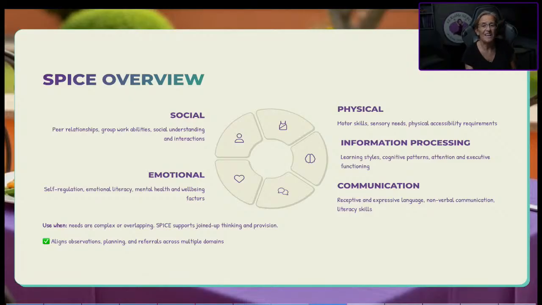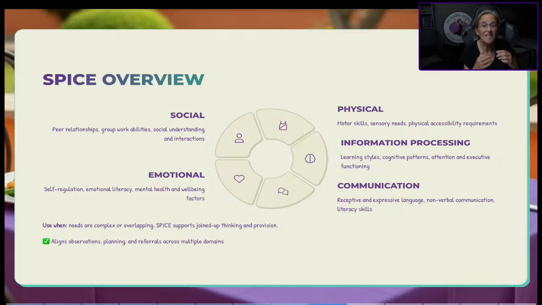And we're only talking, again, 5 pieces of information. So our social: peer relationships, can they work in groups, their understanding, their interactions. Their physical: so their motor skills, gross and fine motor skills, any sensory needs, any physical accessibility requirements, so that might be toileting as well. Information processing, so I'm throwing all my cognitive stuff in there. So their learning style, yes, I know it's been debunked, but we all still have a preference, don't care what you say.